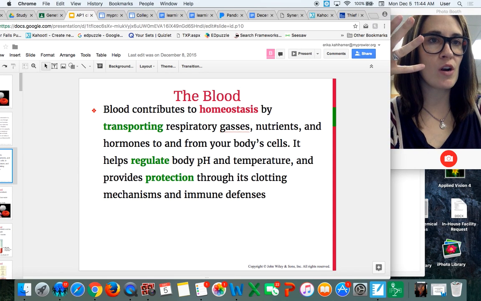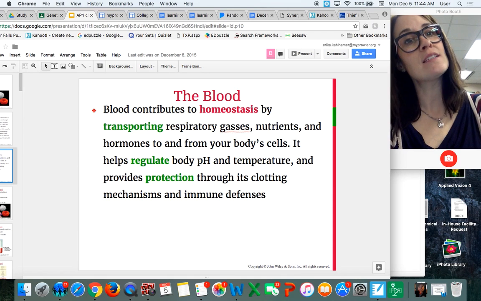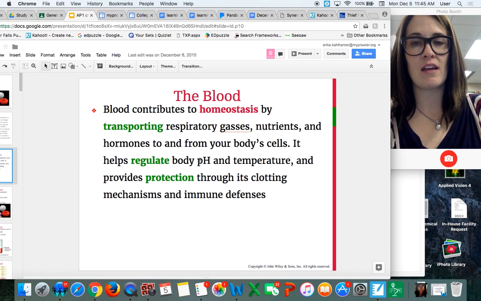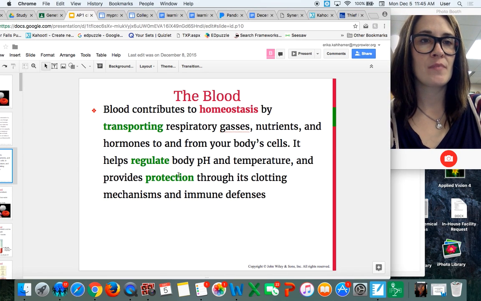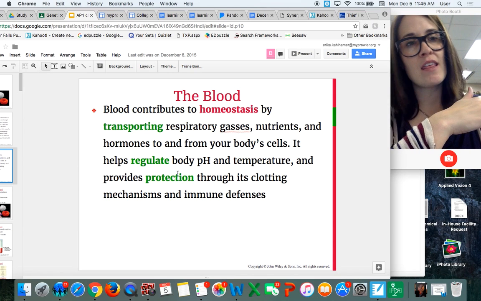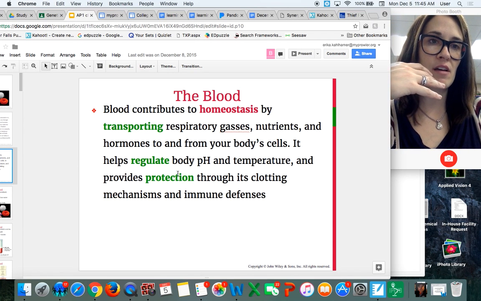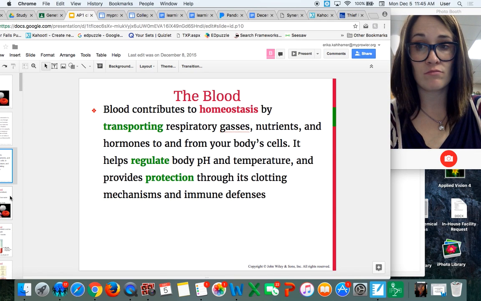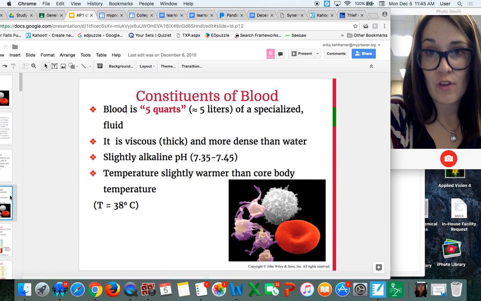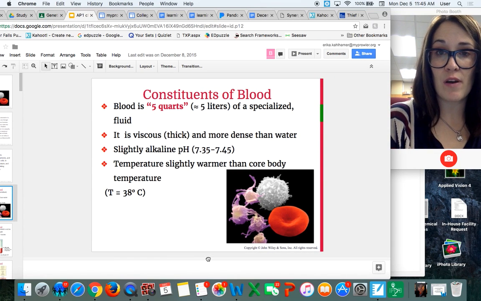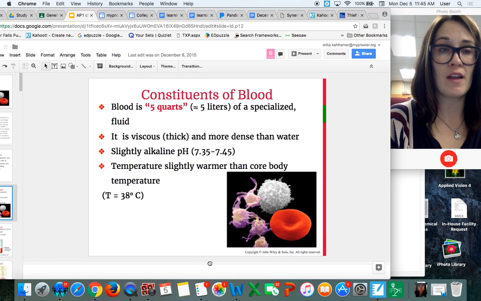We've talked about before, if you need to release some heat, your face might get flushed because the blood vessels are releasing that heat to the outside. And blood also provides protection. Two things: white blood cells with the immune system protection in there, and then clotting. If you cut yourself, there's a blood clotting mechanism or cascade that will happen to protect against rapid blood loss. So you have about 5 quarts or about 5 liters of blood in your body at one time.